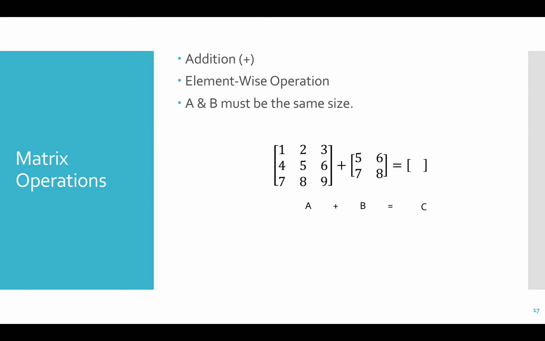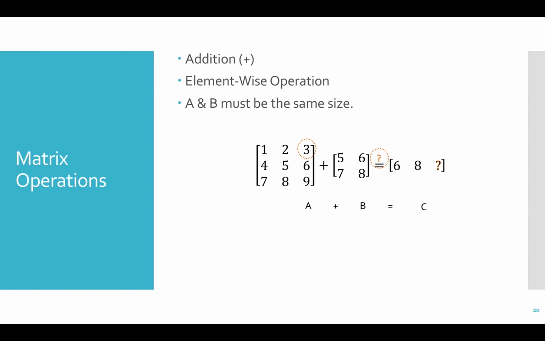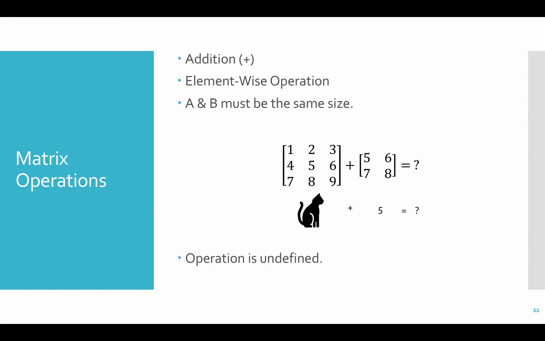A and B must be the same size in order for them to be added together. If they're not, then you run into all sorts of issues. So if we start going, suddenly we get to the third element in the first row of A, and there is no corresponding element of B. So this operation is undefined. It's basically like if we were trying to add a cat with the number 5, we wouldn't even know what to do with that. Okay, they're like two different types.